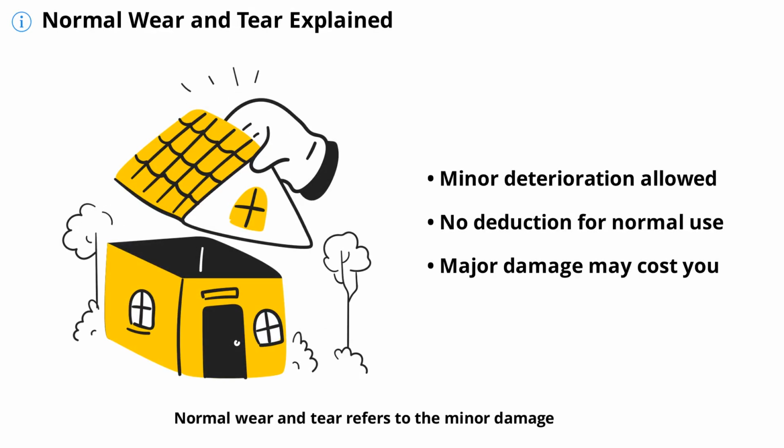Normal wear and tear refers to the minor damage or deterioration that happens over time with regular use. This might include faded paint, small nail holes, or worn carpets. Landlords cannot deduct from your deposit for these issues. However, significant damage like broken windows or large stains can result in deductions. Understanding this distinction helps you know what to expect when moving out.